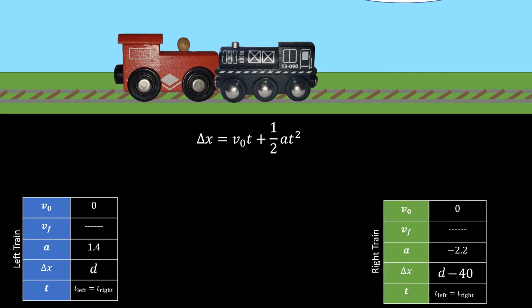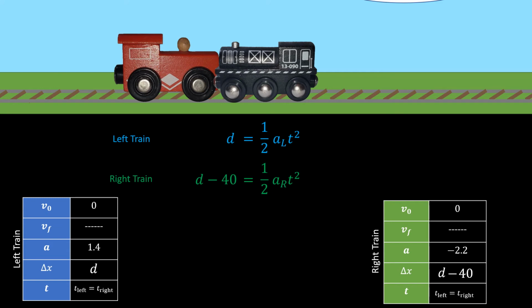Keep in mind that each train is governed by its own set of equations. This time around, each train will use the same principal equation, but that isn't always the case. Let's substitute in each train's displacement from the table. The left train's equation becomes d equals 1/2 its acceleration multiplied by time squared. The right train's equation is similar. d minus 40 equals 1/2 its acceleration multiplied by time squared.